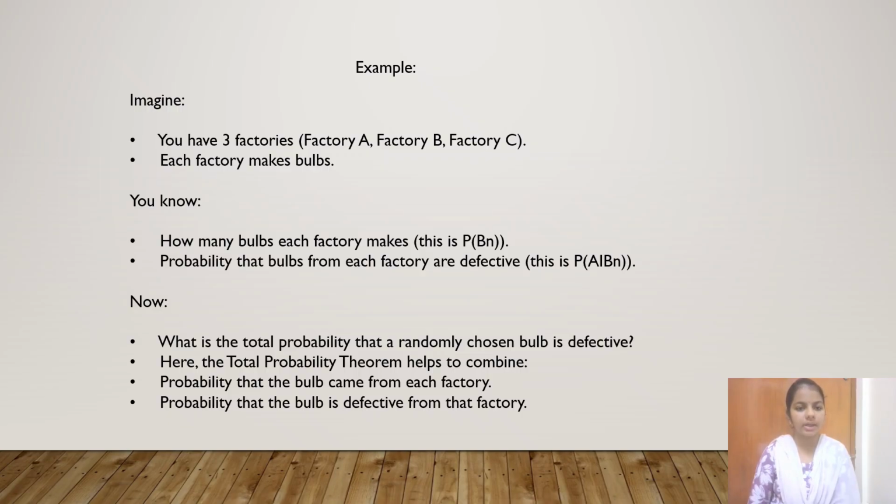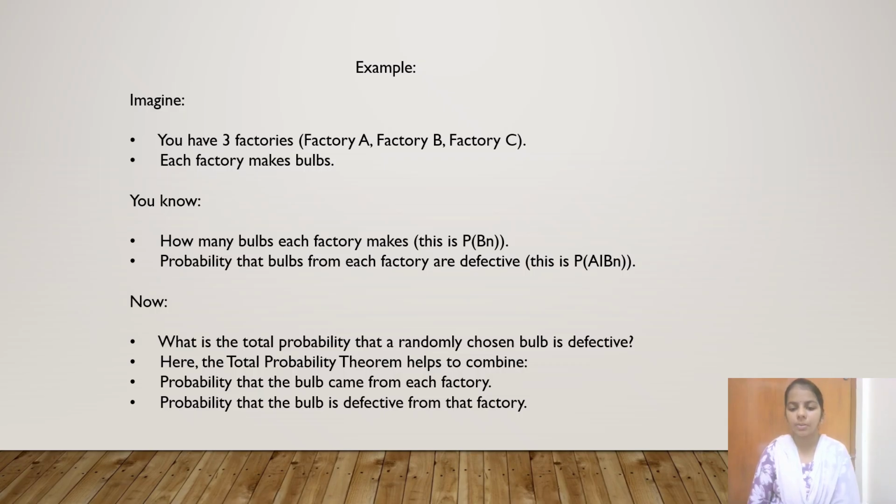Let us imagine we have three factories. They are factory A, factory B, and factory C. Assume that all the three factories make bulbs. So you know how many bulbs each factory makes. Let us consider the bulbs made by each factory as P of Bn, and the probability that the bulbs from each factory are defective. Let us consider the defective bulbs as P of A given Bn, and the bulbs made by each factory is P of Bn. Now, what is the total probability that a randomly chosen bulb is defective?